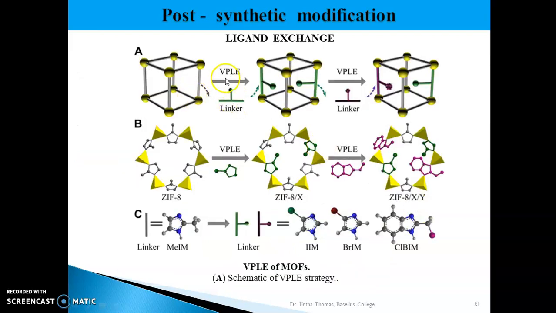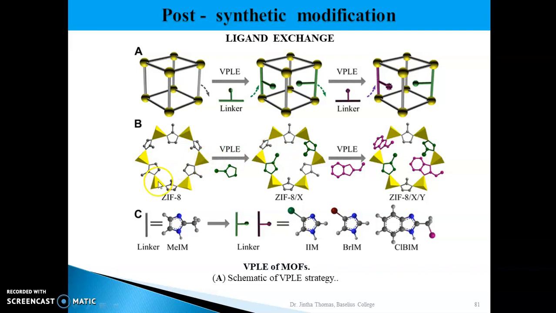So, another example we can see is vapor phase ligand exchange. We already have a synthesized metal organic framework here. We can add linkers, one or two or many, depending on the concentration or control of the reaction. If you want to substitute one linker with another one, we can do that.